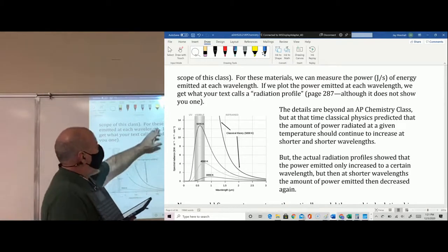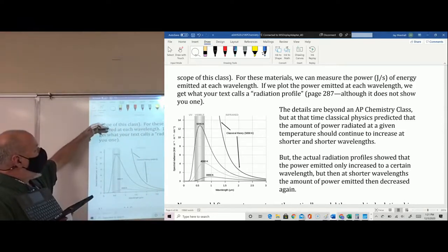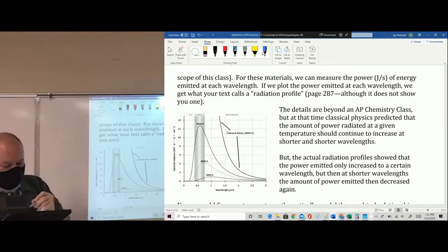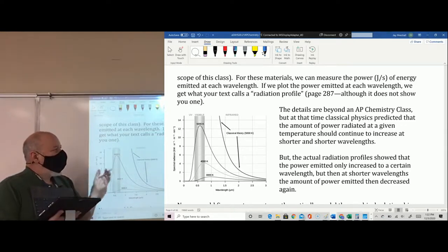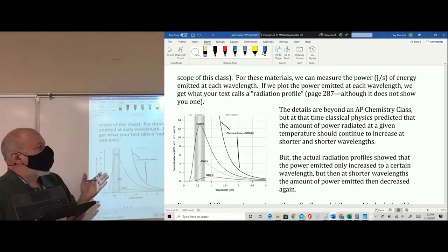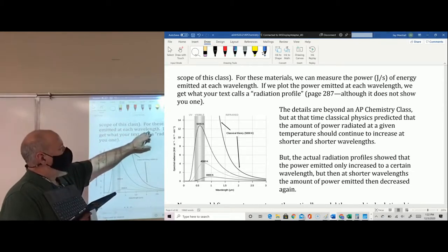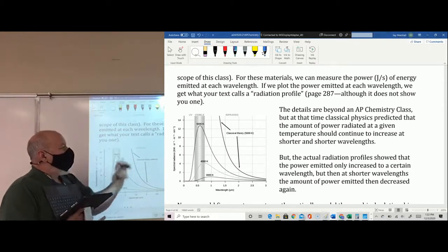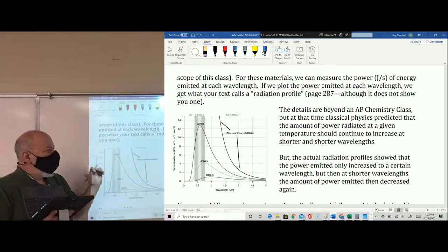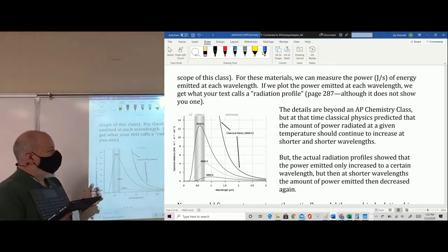Okay? For these materials, we can measure the power of the energy that is emitted at each wavelength. And remember, we talked about that idea. When we talk about electromagnetic radiation, we'll oftentimes talk about the power, how many joules per second of energy are emitted at each wavelength. Okay? Now, again, this is something that you don't need to understand in order to understand the consequences of this. Okay?